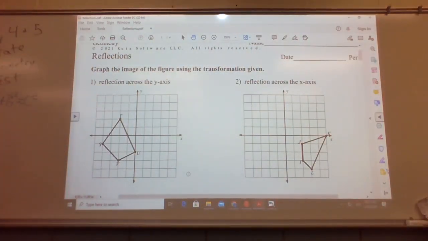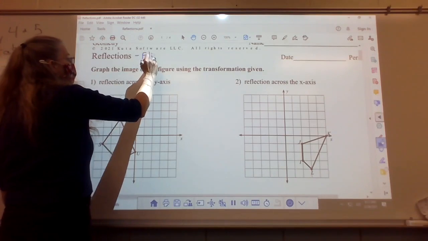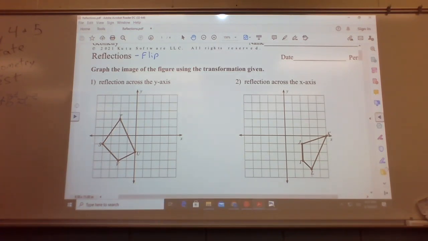So we're looking at reflections. Reflections is a flip. So the translation, remember, I'm sliding things around on the graph. Reflection is if I have a reflection line and an object is getting flipped over the reflection line. It's a flip. And they're always going to tell you what the reflection line is.